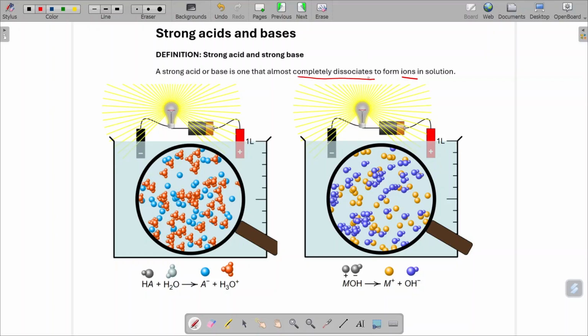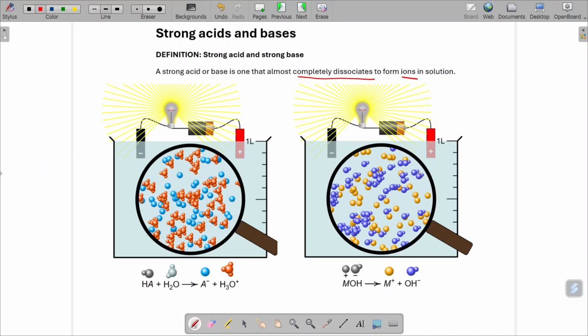When a substance is covalent, it will split up into ions, and we call that process ionization. When a substance is already ionic and dissolved in water, when it splits up, we call that process dissociation. So something like hydrochloric acid, HCl, is a covalent substance, so it will ionize. Something like sodium hydroxide, the base, is an ionic substance, and we say that the sodium hydroxide will dissociate when in solution.